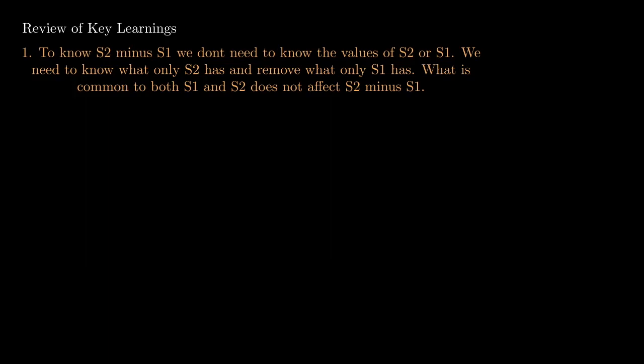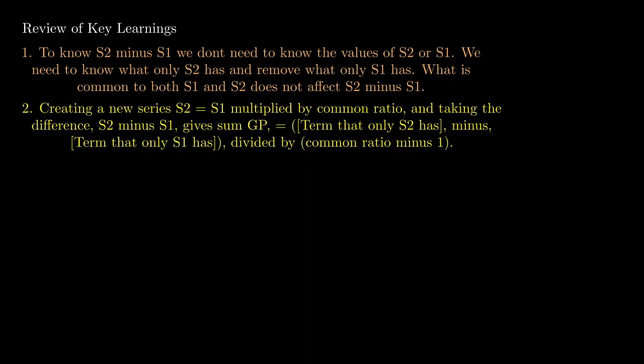Review of key learnings. 1. To know S2 minus S1, we don't need to know the values of S2 or S1. We need to know what only S2 has and remove what only S1 has. What is common to both S1 and S2 does not affect S2 minus S1. 2. Creating a new series S2 equals S1 multiplied by the common ratio, and taking the difference, S2 minus S1, gives the sum of the GP equals the term that only S2 has minus the term that only S1 has, divided by the common ratio minus 1.